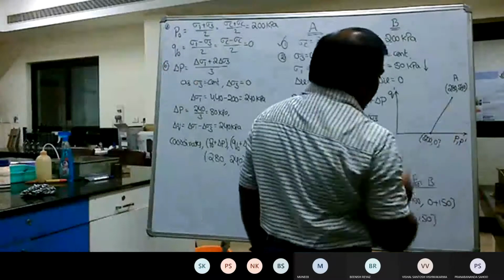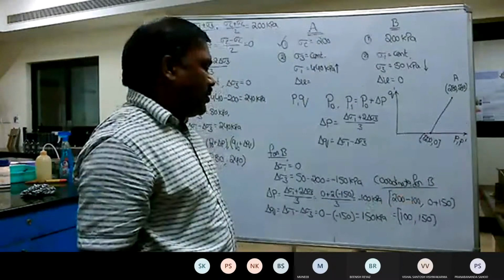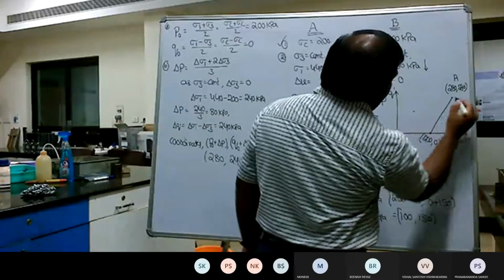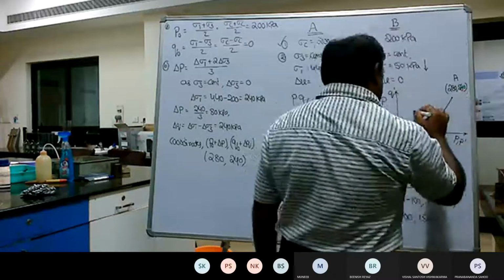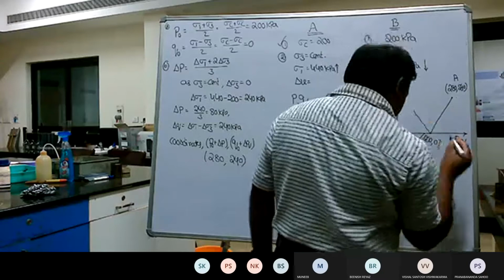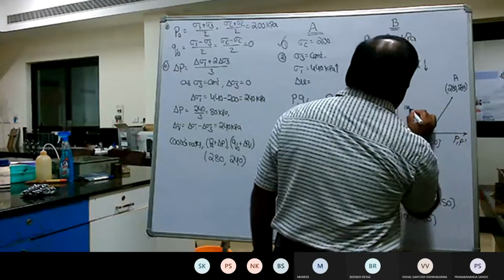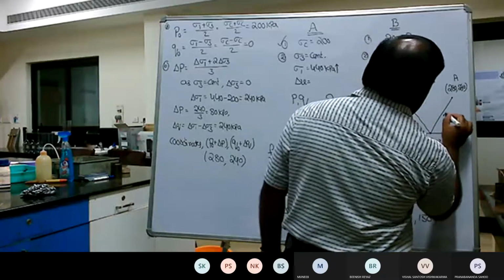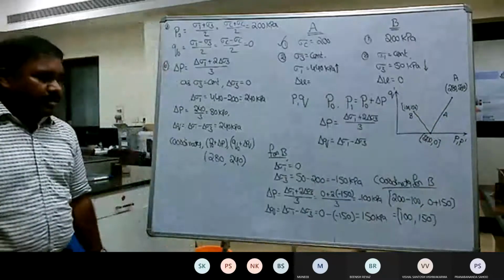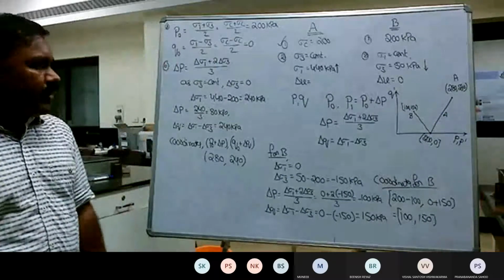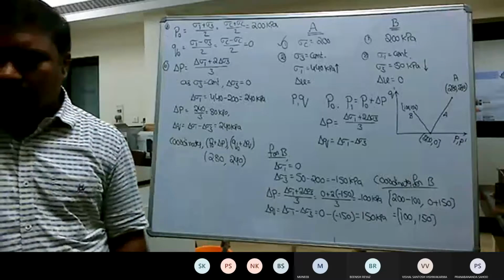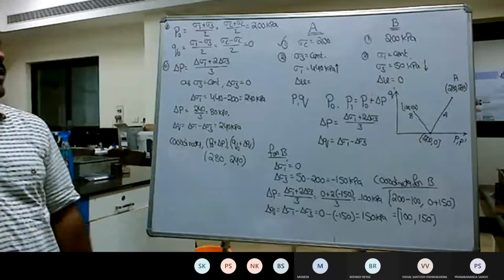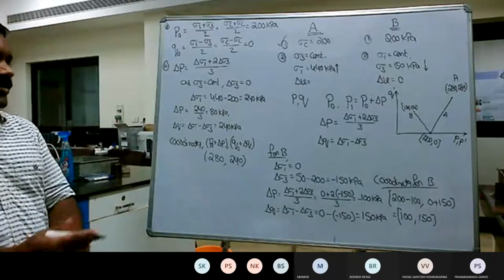So this point is for sample A. Now 100 and 150. So P is 100, somewhere here, and 150 is somewhere here, because this is 240. So this point is 100 comma 150 for sample B, and this is for sample A. These are called the stress path for sample A and the stress path for sample B.